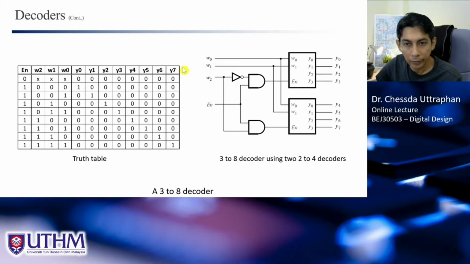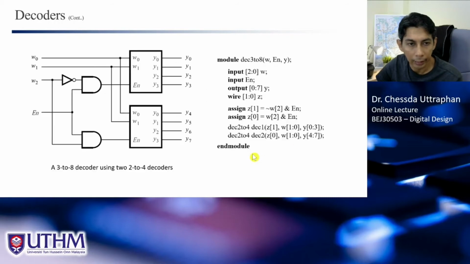And we can create the 3 to 8 decoder using the 2 to 4 decoder, and the connection is like this, where we can have the truth table like this. This is 3 to 8, right, see? And from that, we can derive the Verilog code from this.